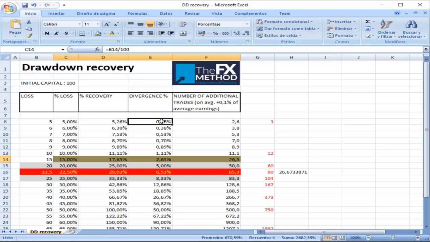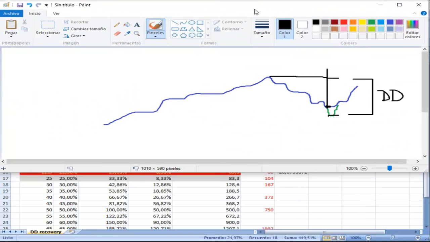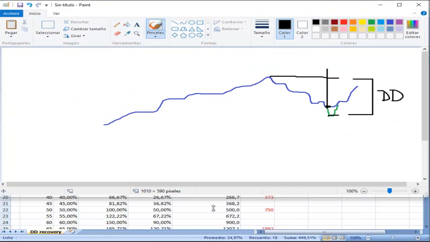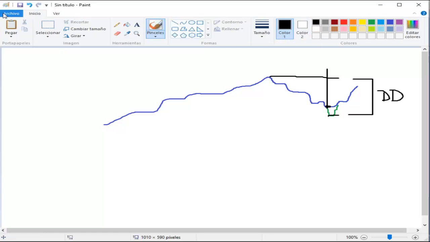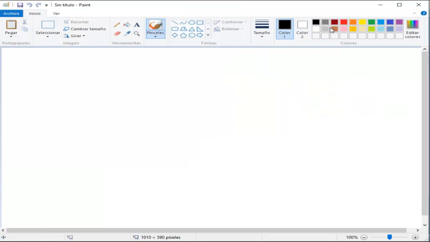This column, the drawdown divergence, or recovery divergence, is how much more percentage I need to come back to the initial watermark, not to earn any money. I can actually draw it so it's a bit more clear. Let me try to find Paint one more time here, so we understand why it costs more, because many people have a problem understanding why the recovery is more expensive than going down.